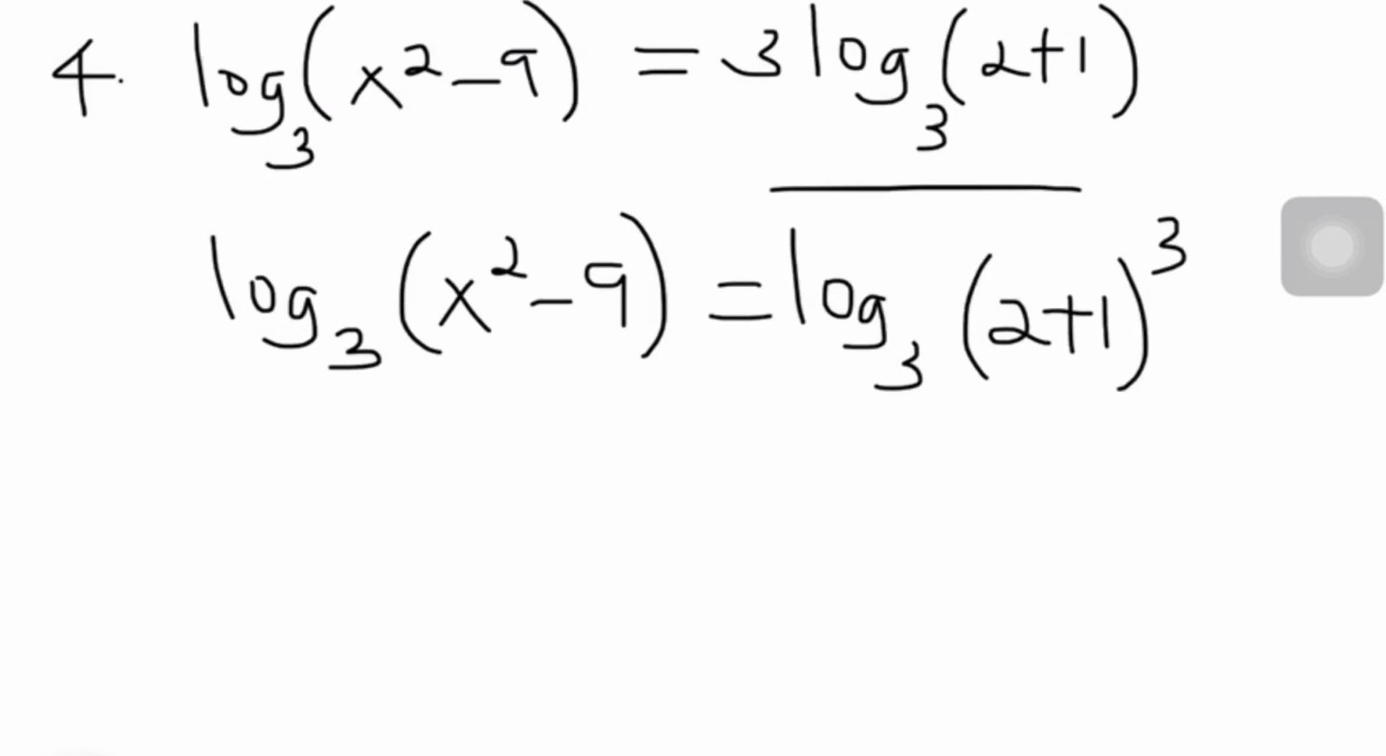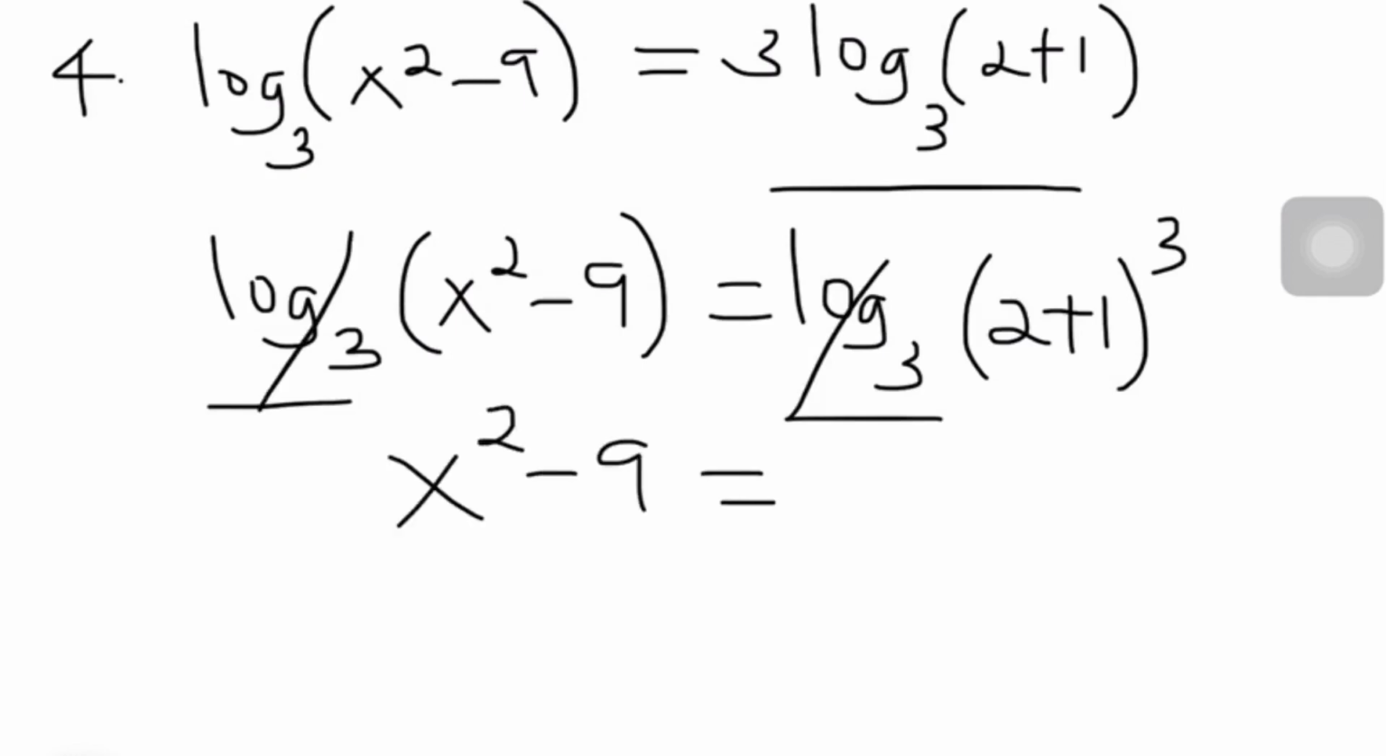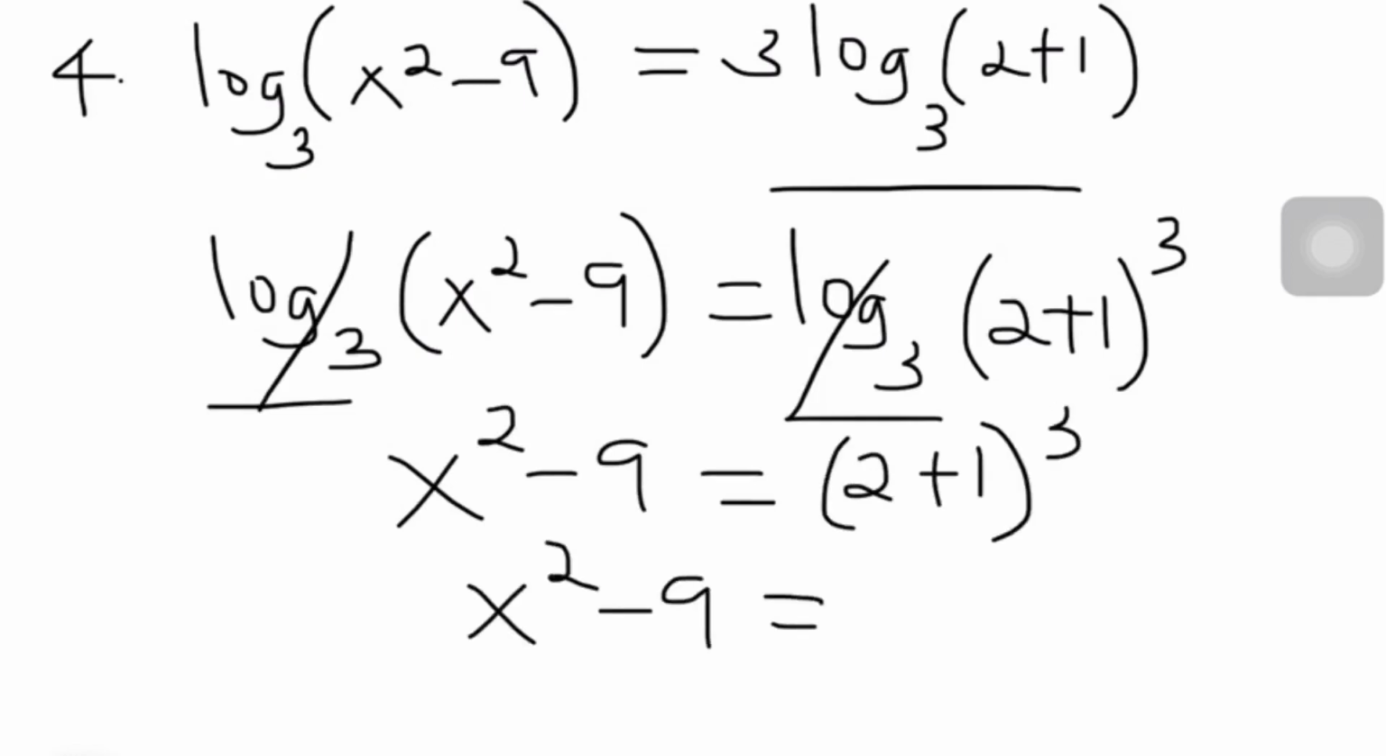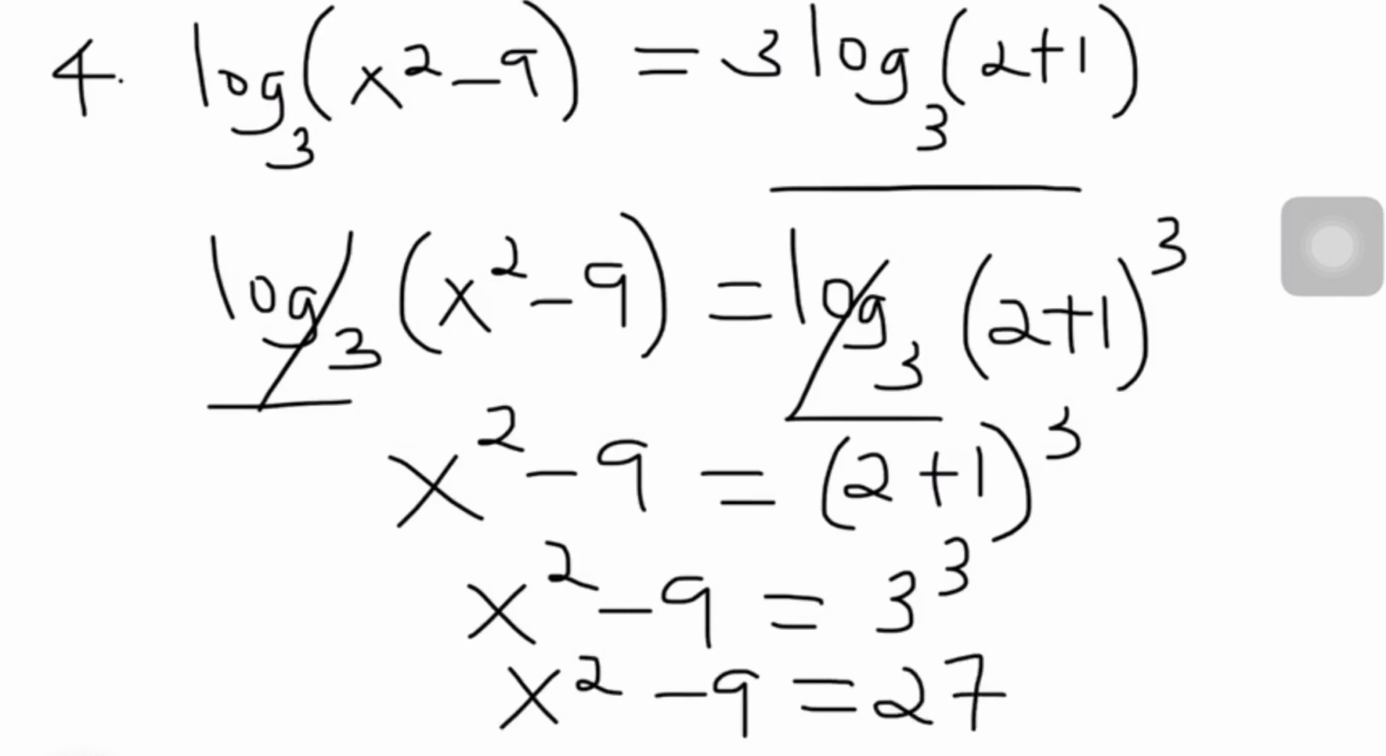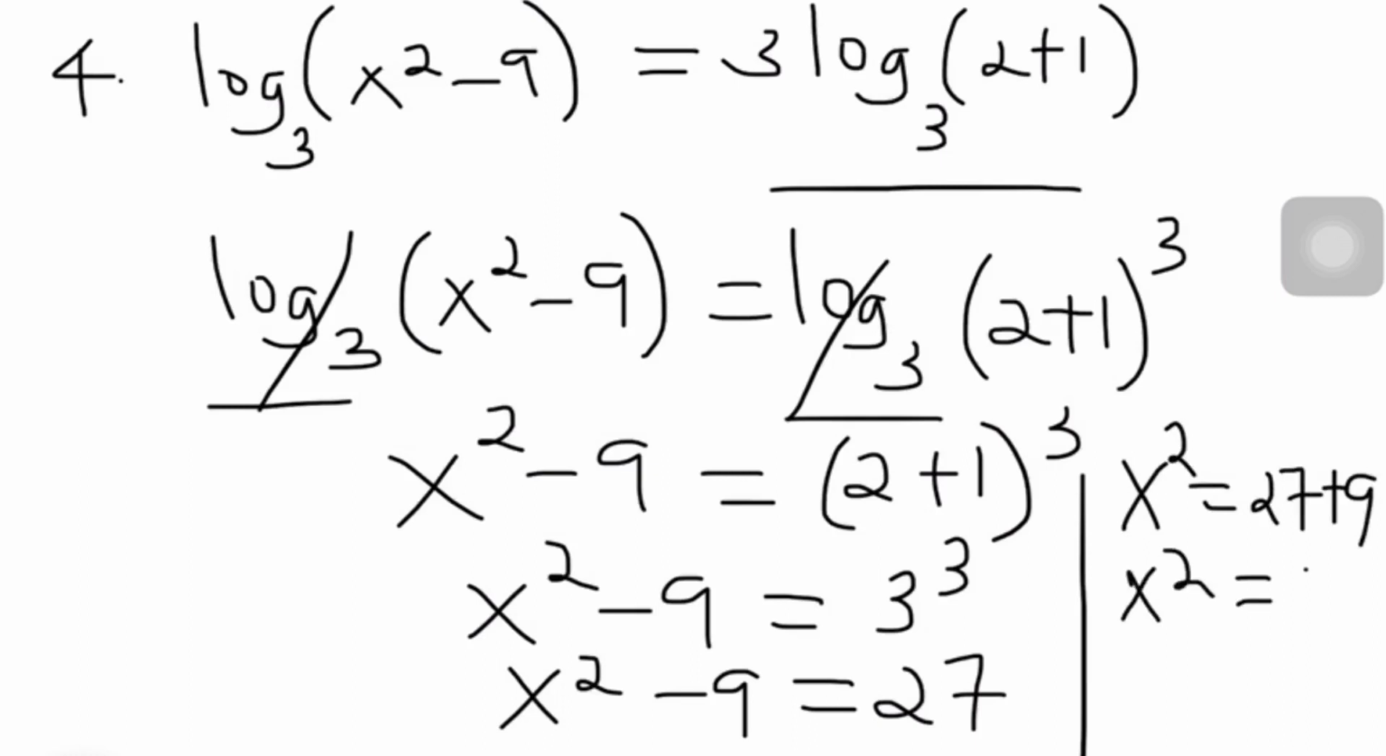Okay, so now we can cancel the log 3 and log 3. Those ones can cancel out, and therefore we have x squared minus 9 is equal to 2 plus 1, then power 3. x squared minus 9 is equal to 3 power 3. x squared minus 9 is equal to 27. Okay, and therefore here we have x squared is equal to 27 plus 9. x squared is equal to 36. To get the value of x, we have to find the square root of both sides, and therefore our value of x is equal to 6.